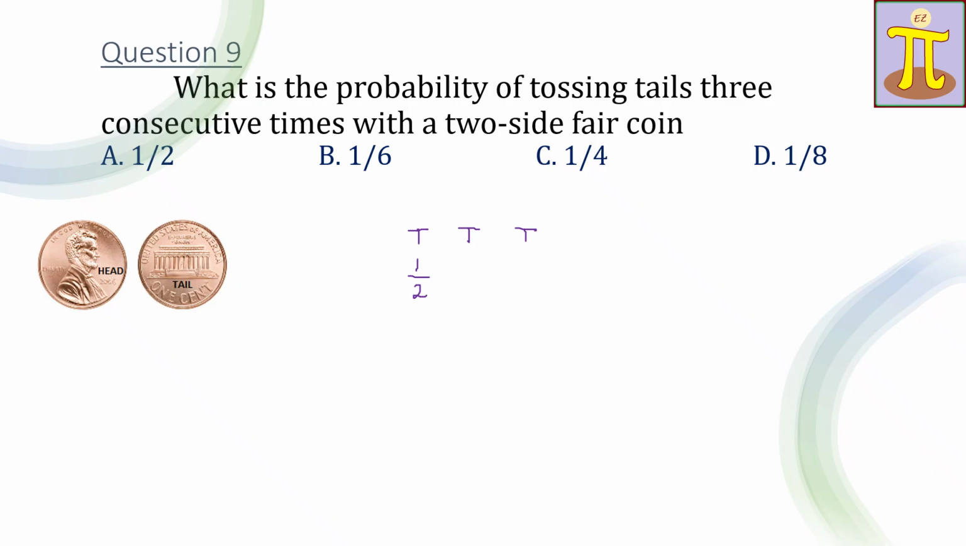Okay, so it's an independent event, and also it's a fair coin. So that will be 1/2 times 1/2 times 1/2. That will be 1/8. 2 times 2 is 4, times 2 is 8. So D is the correct answer.